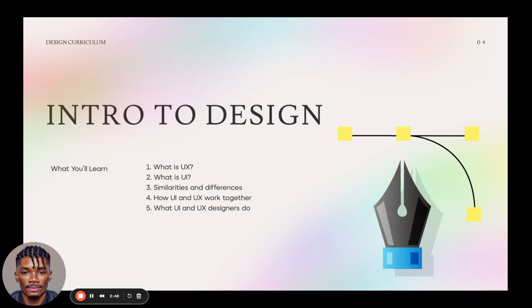And then we're going to move on to intro to design. This is where we talk about what UX is, what UI is, the similarities and differences between the both. Because, contrary to popular belief, they have similarities and they also have differences. And we're also going to talk about what UI and UX designers do.